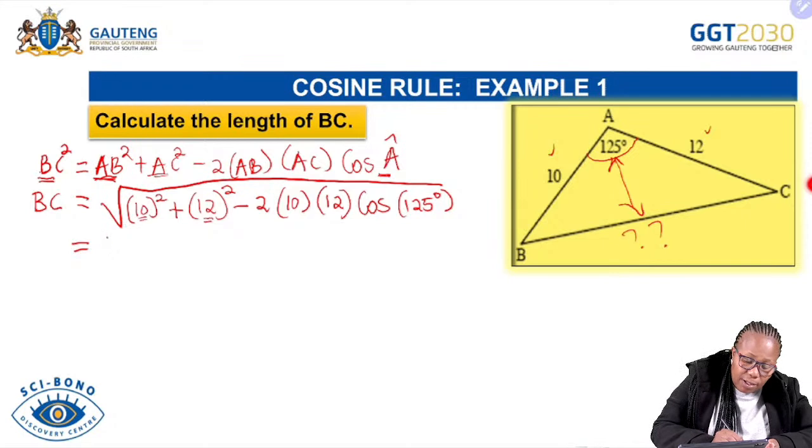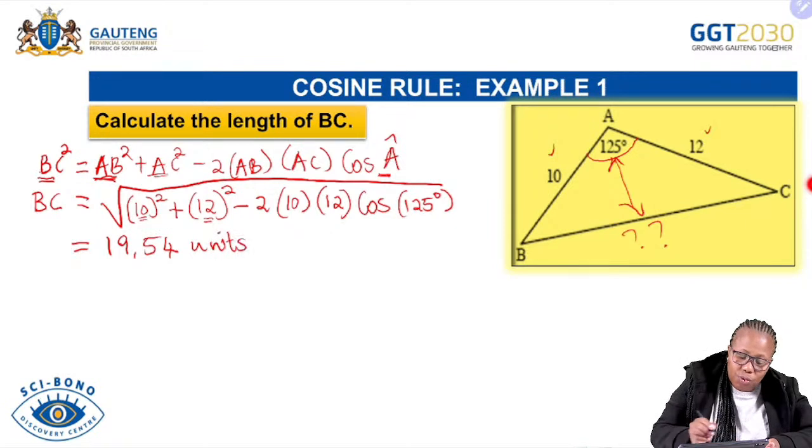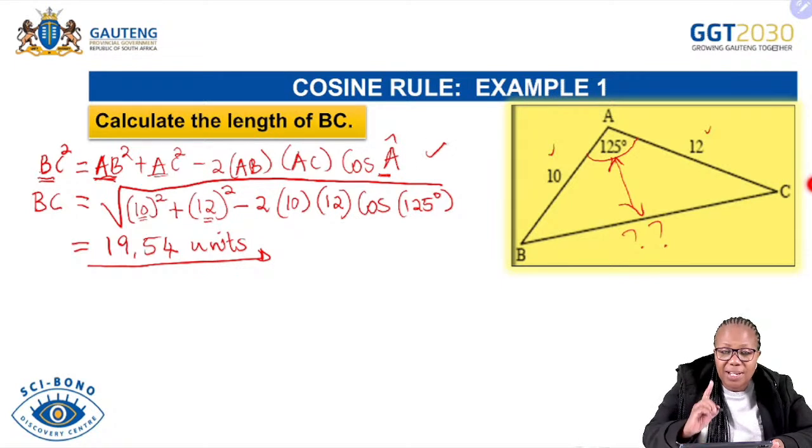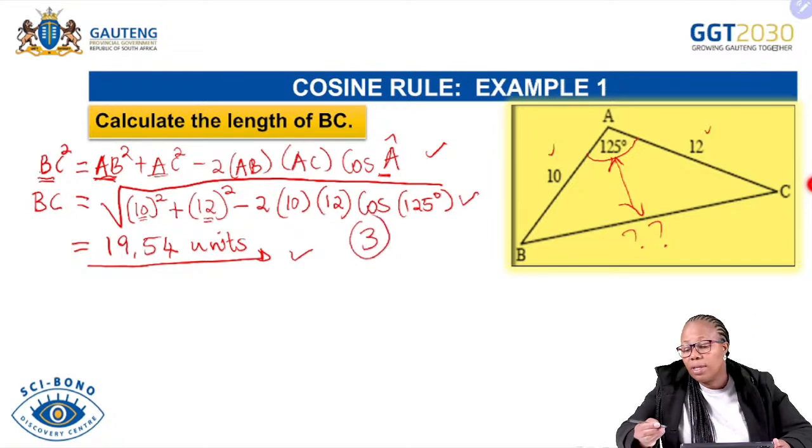And then grade 12, you can just put this into your calculator straight to the answer, and therefore this will be giving us how much? 19,54 units for that particular side BC. So the mark allocation here will be 1 for selecting the correct rule, substitution, and the answer. So this question is worth 3 marks, grade 12. Okay.